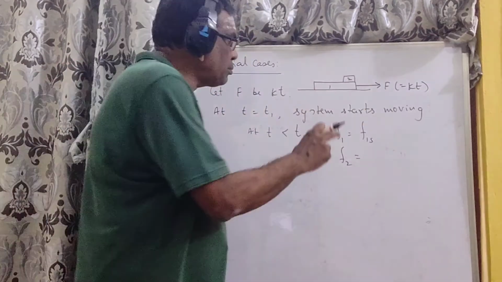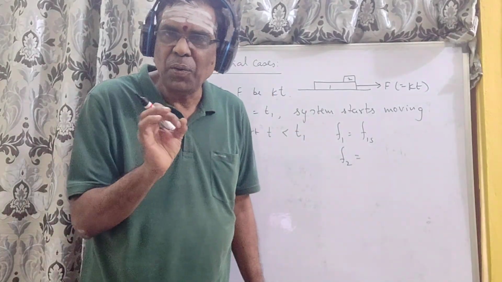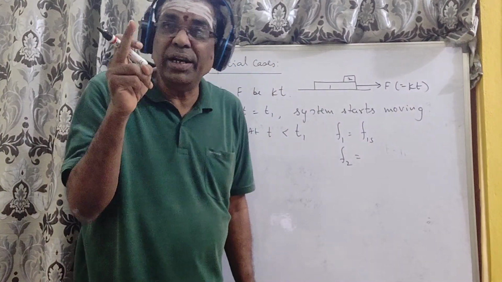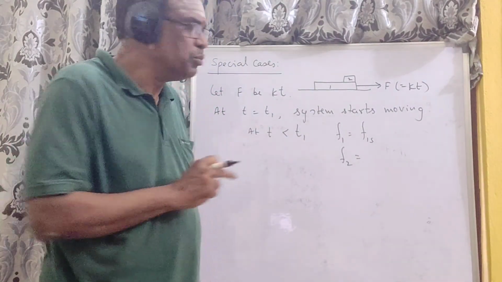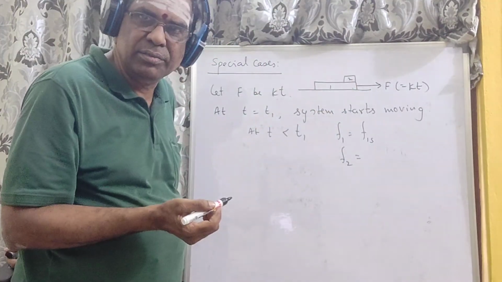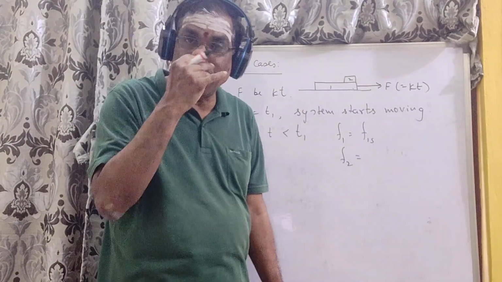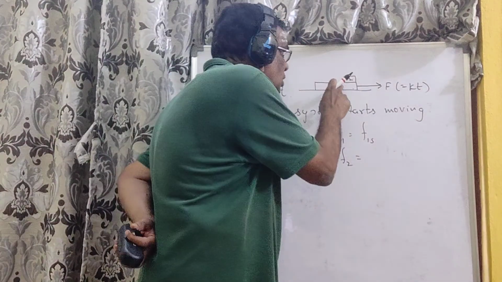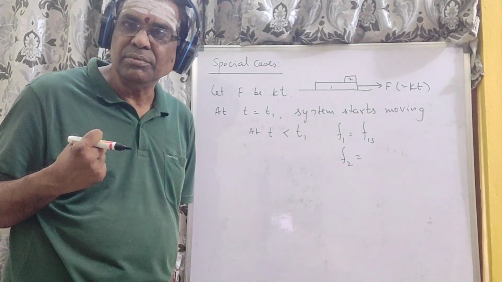You see, when does friction occur between the two? When you make an attempt to displace the body. Now, I am not able to move the lower body. So, where is the question of making an attempt to move it?